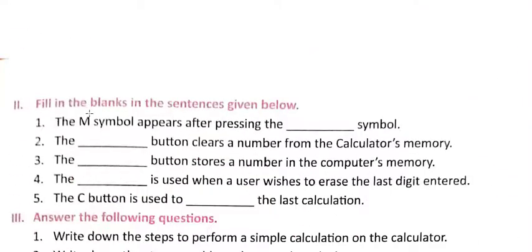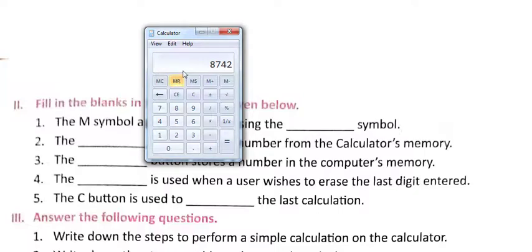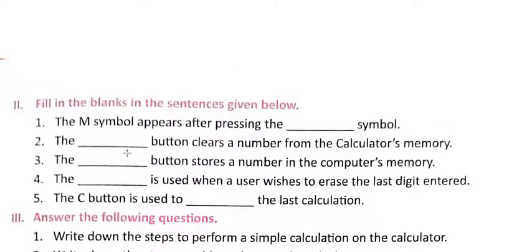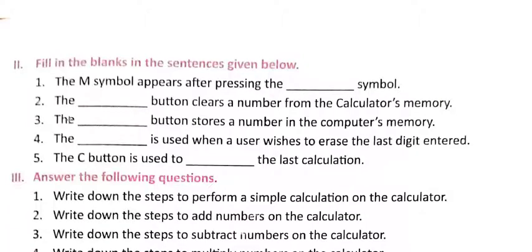Fill in the blanks. Question number 1. The M symbol appears after pressing the dash symbol. See, the M symbol in the calculator appears after pressing this MS button, and it disappears after pressing the MC button. So here the answer will be MS symbol. Next, number 2. The dash button clears a number from the calculator's memory. It will be MC button. Next, number 3. The dash button stores a number in the computer's memory. It will be MS button.